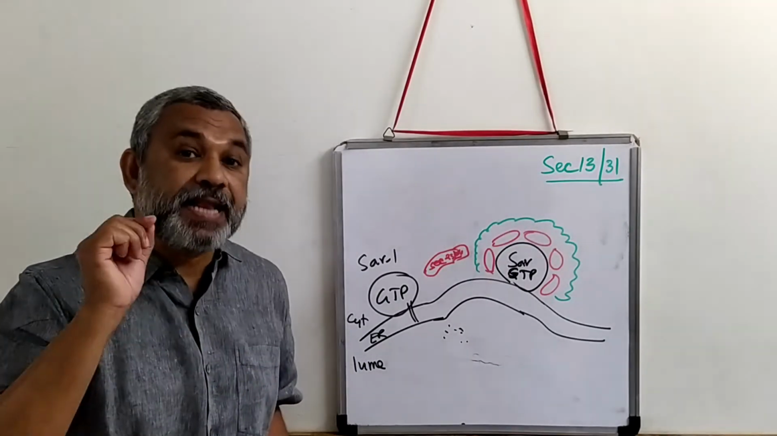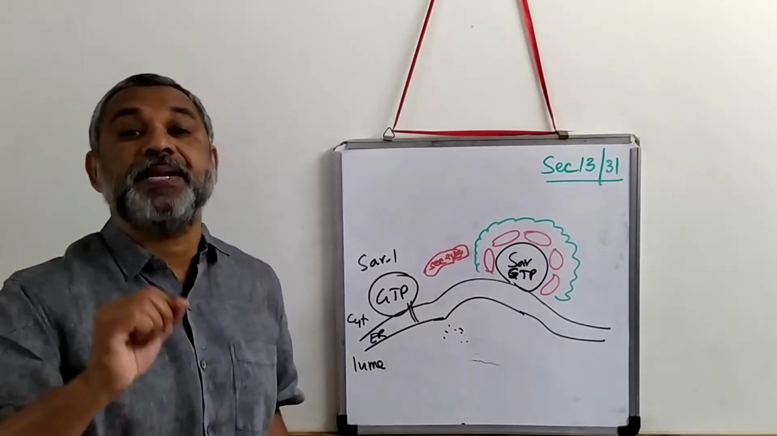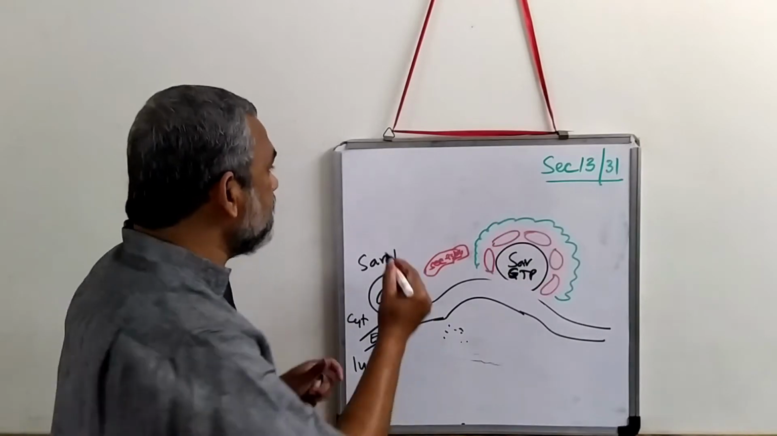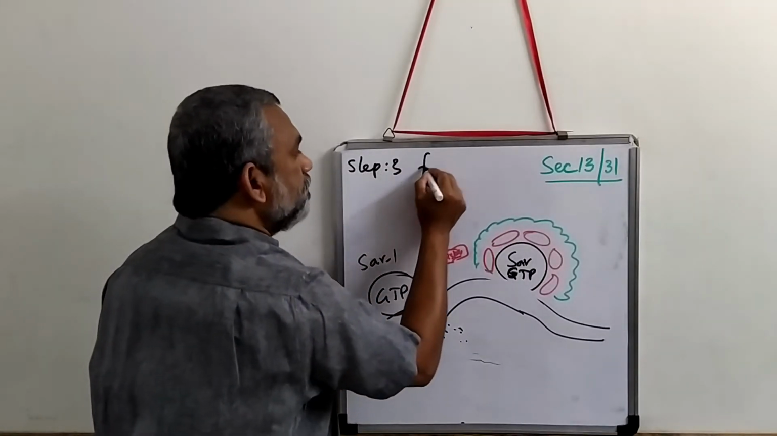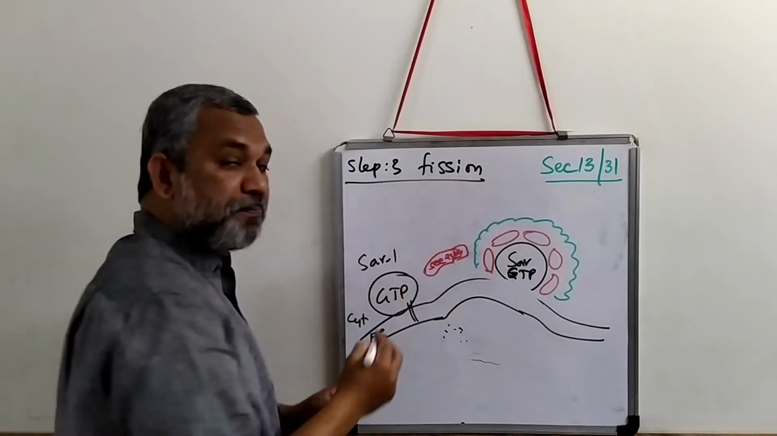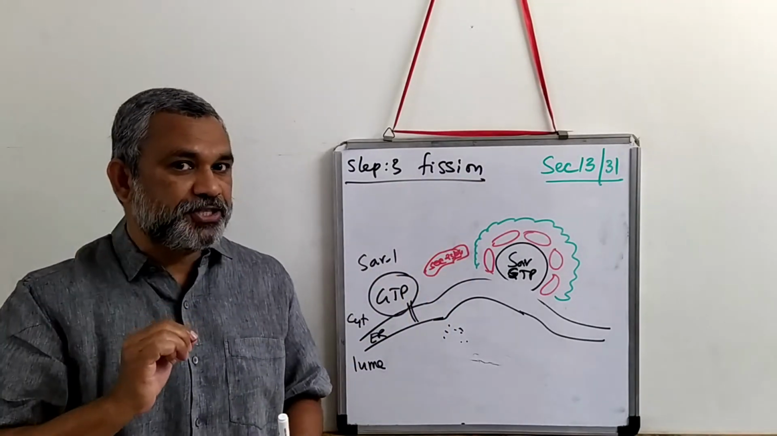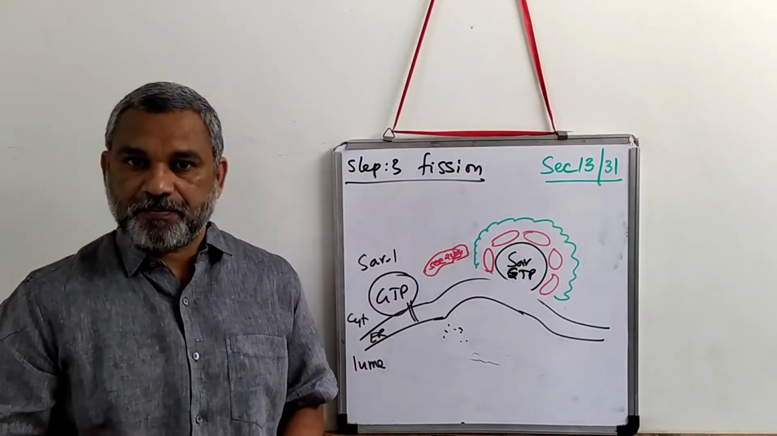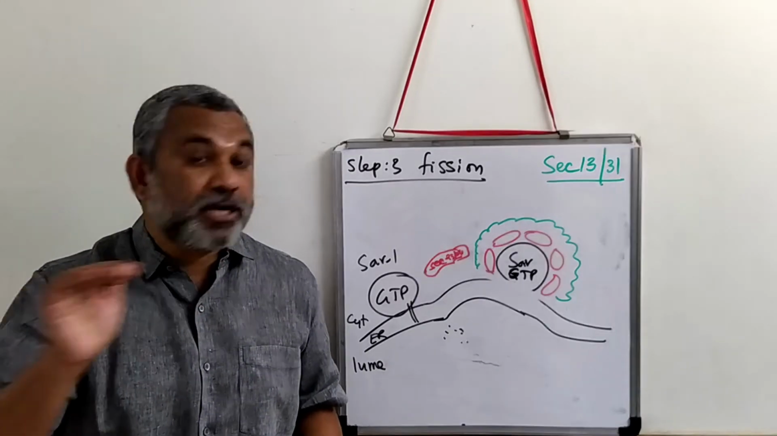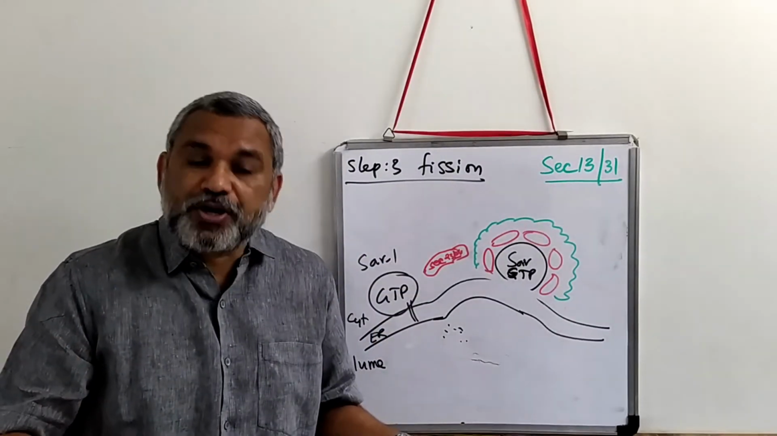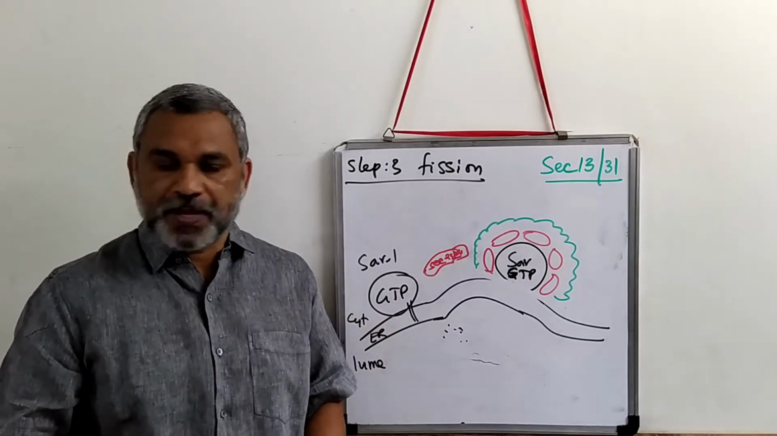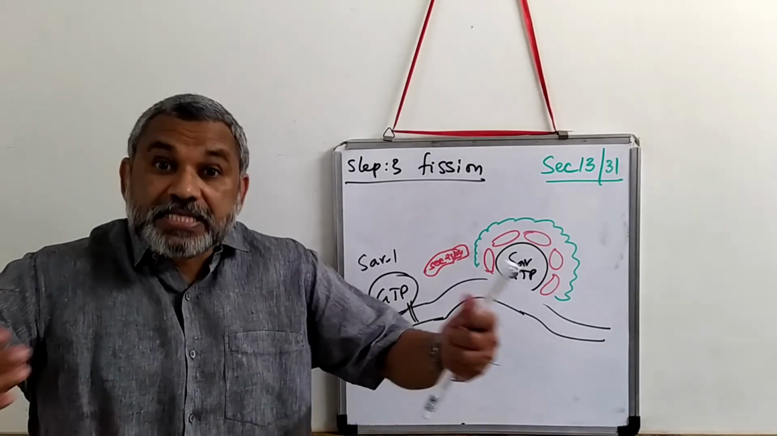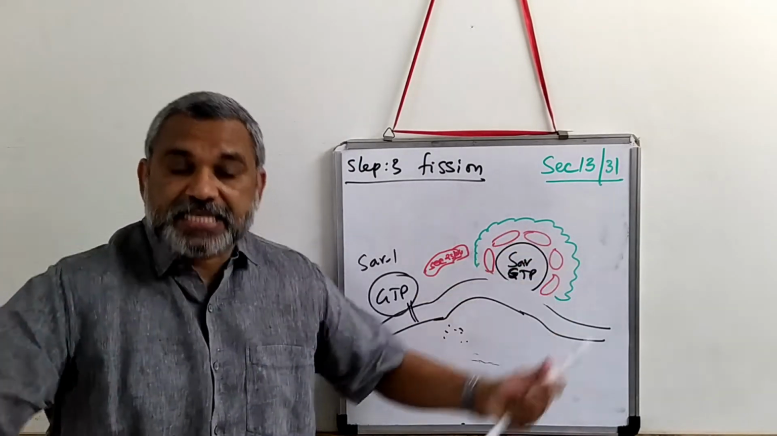Now what is important is the next step, that is step number 3, which is to pinch off this. Step number 3 is fission. Step number 1 is the cargo selection. Step number 2 is the formation of the vesicle, and step number 3 is the fission. How exactly this gets pinched off in the case of COPII is not yet very clear. So this gets removed, and now the vesicle is free. Now the vesicle is free, and it is in the cytoplasm.